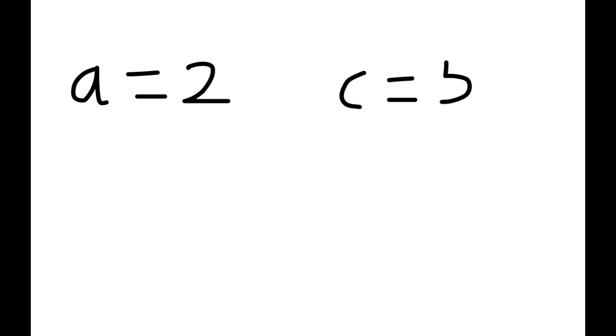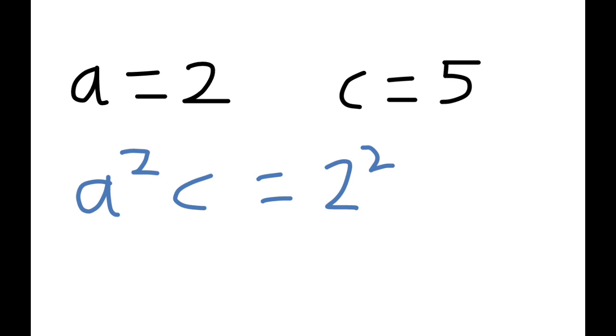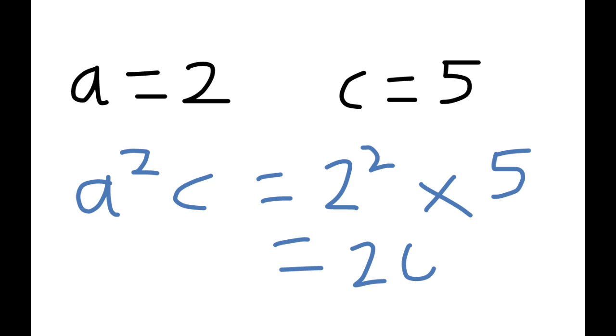Alright, let's do another one. Let's give some different values. Let's say, for example, a is equal to 2 and c is equal to 5. Alright, this time my expression is going to be a squared c. Again, we can write out what it means, or we can just go ahead and substitute straight away. So a squared means 2 squared. That c right next to it means times c, so times 5. So 2 squared is 4, and then 4 times 5, straight away we can write our answer, which gives us 20. Let's do another one.